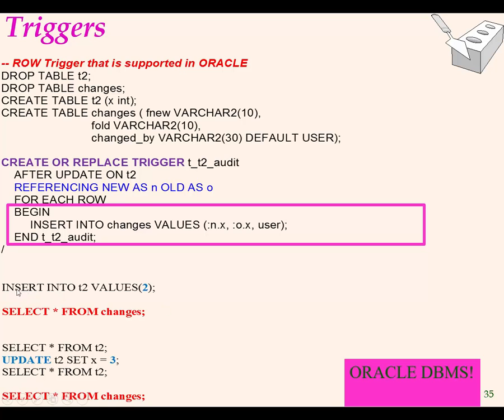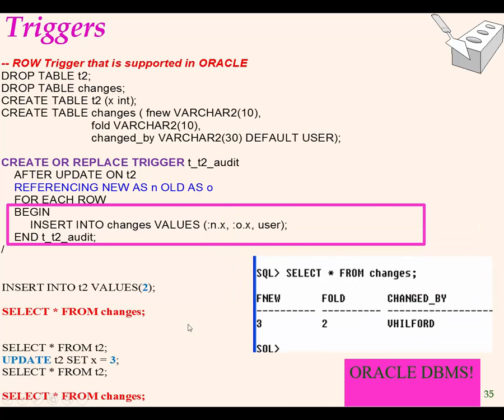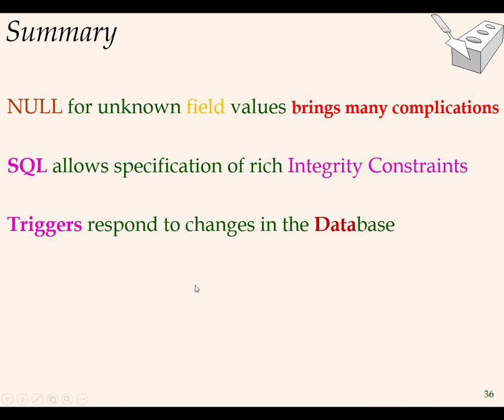So if I actually want to trigger that, and I want to see what's in the Changes table, I'm going to update T2 to values 2. So if I select now what's in Changes, I can actually get that tuple. The old value was 3. And this is the 3, the new, okay, so I updated it. Then this is the user that made the change. So triggers are pretty much fun.